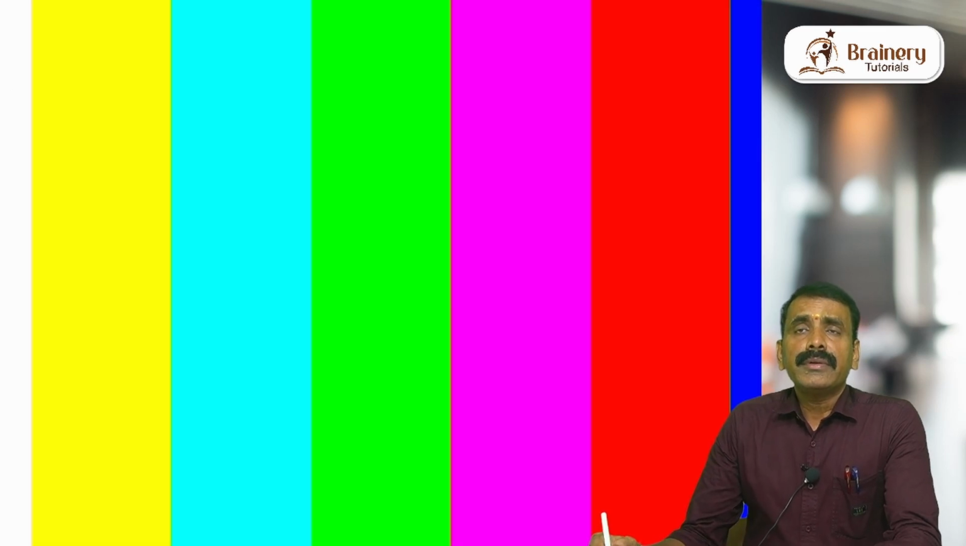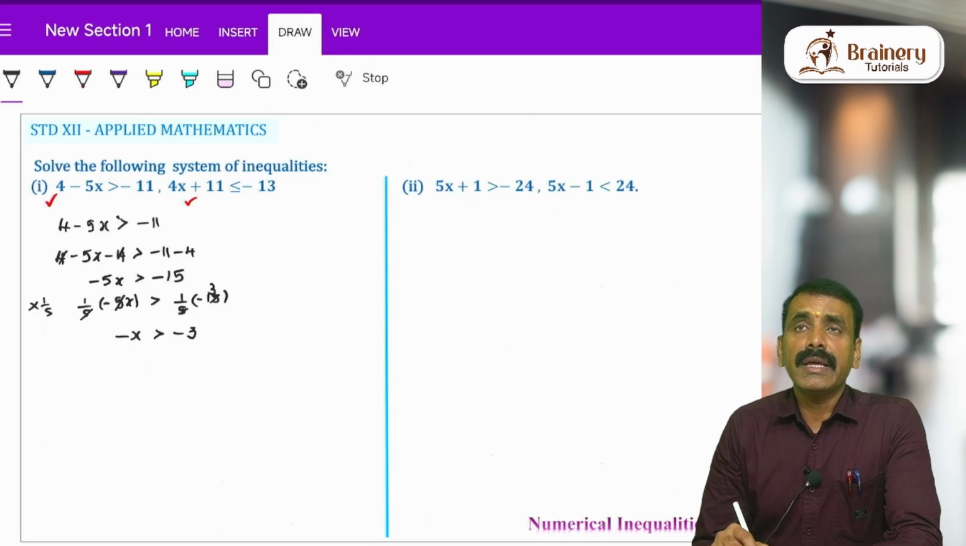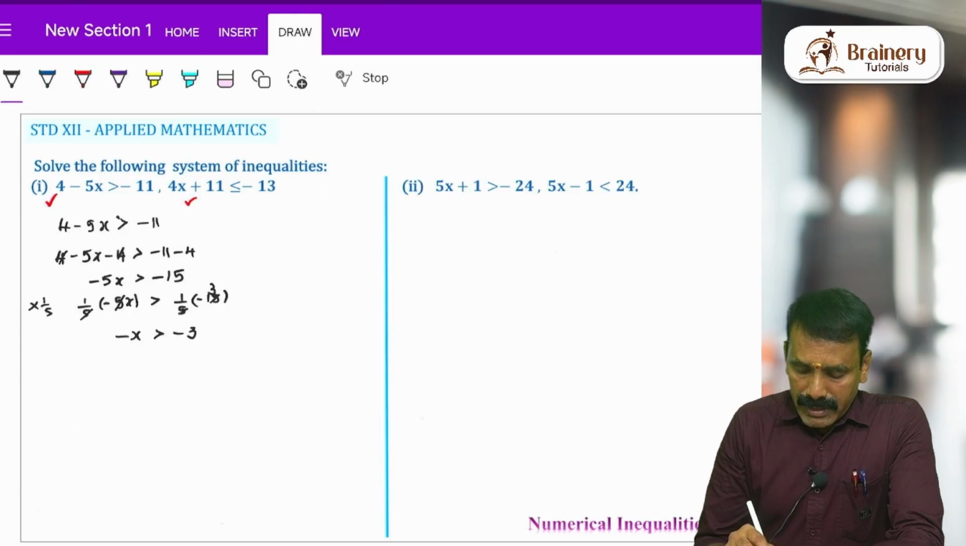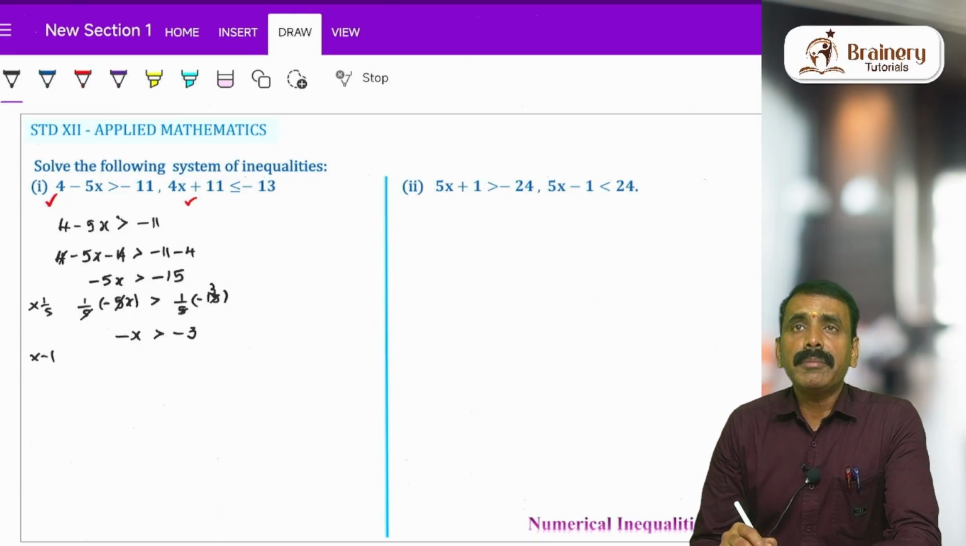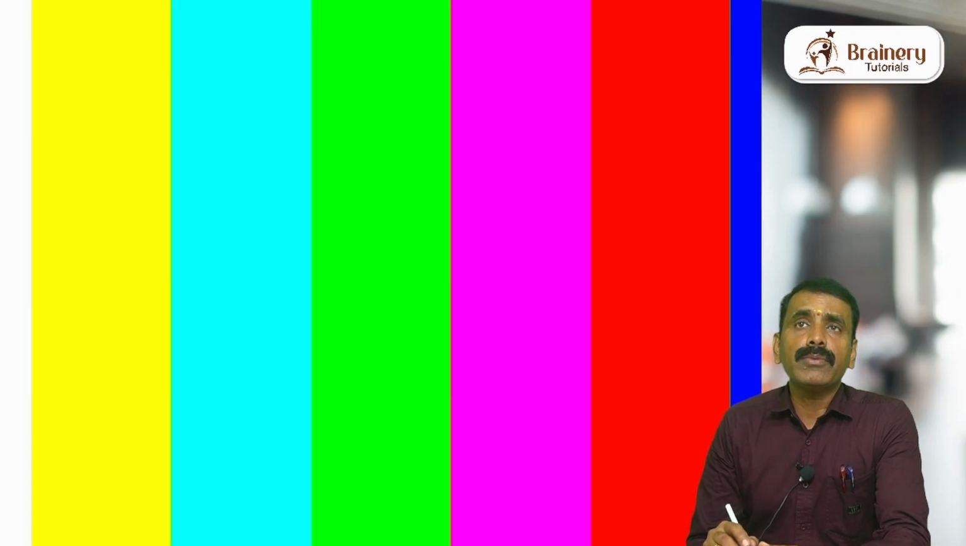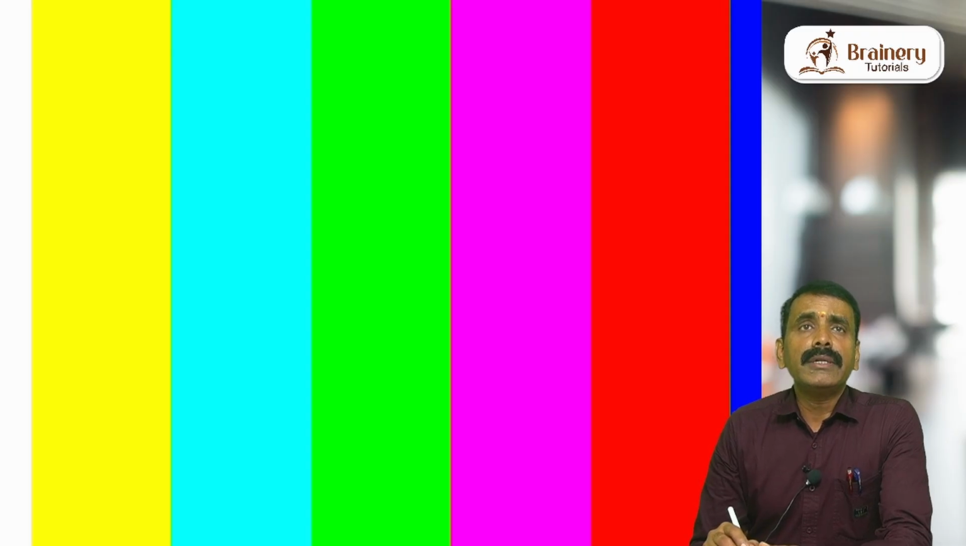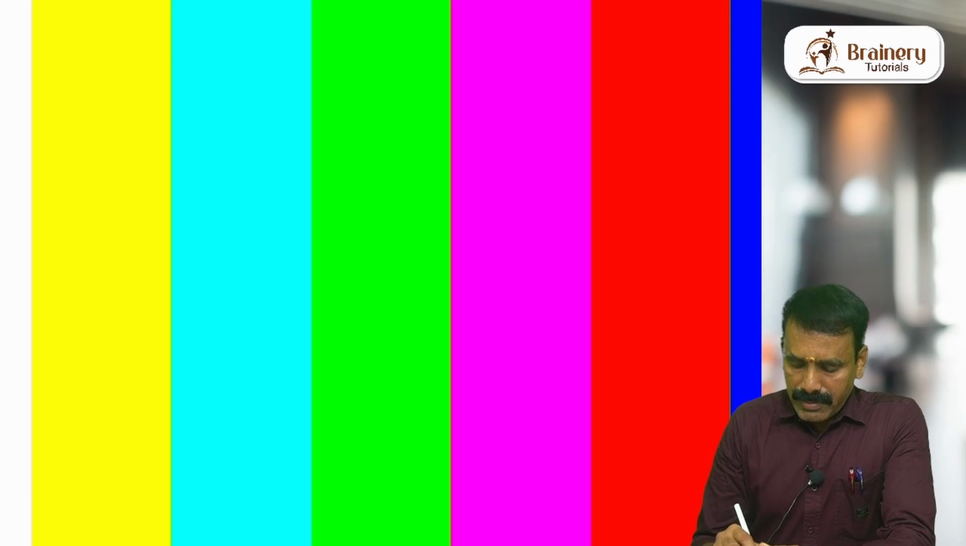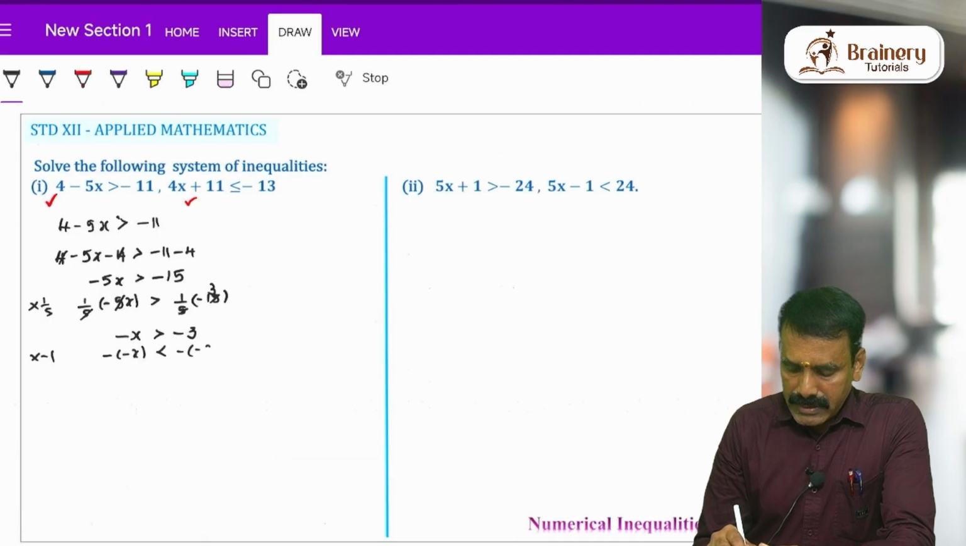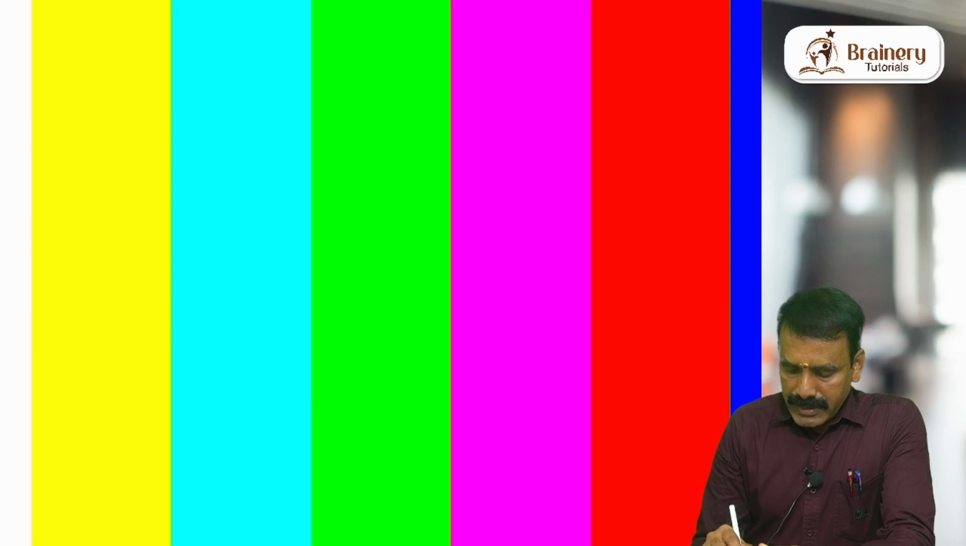And I am having a negative sign with x, so we multiply by minus 1. We have to be very careful when we multiply with minus 1. Why? When you are multiplying with a negative number, the inequality gets reversed. So when you multiply with minus 1, it will be minus of minus x, the inequality is reversed, minus of minus 3. Which implies x is strictly less than 3.